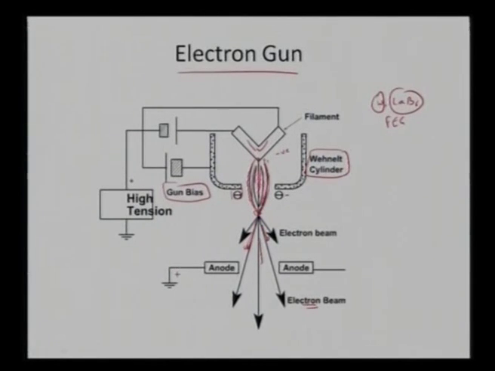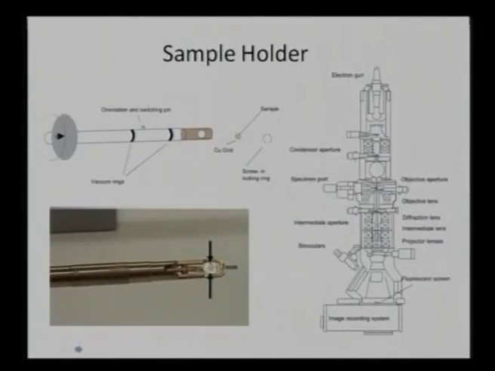Later on I can create some positive potential so that electrons get attracted and accelerated to finally give me my electron beam. And the sample preparation is very, very critical, because I need to make my sample truly transparent to electrons. And this is how the overall construct of a TEM looks.